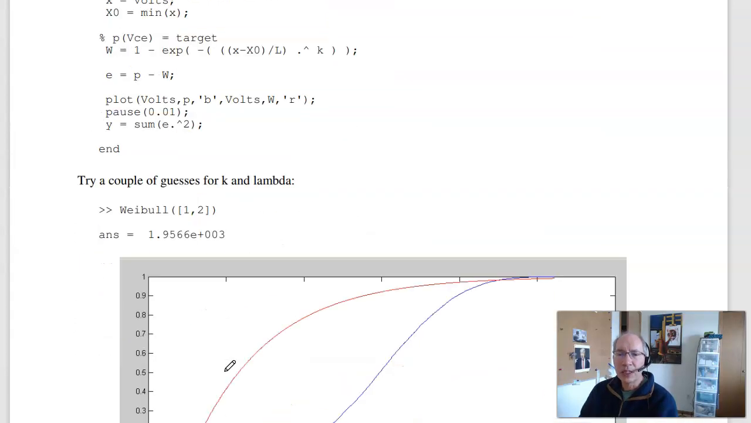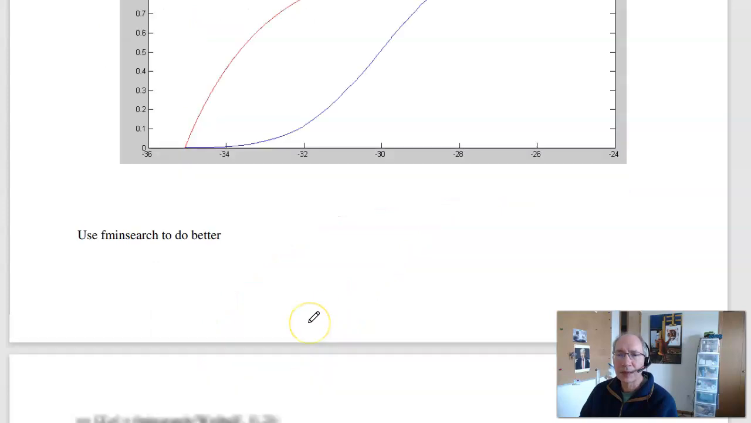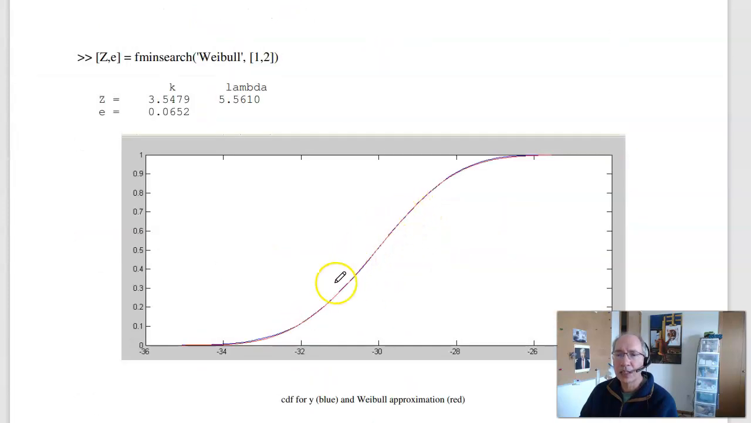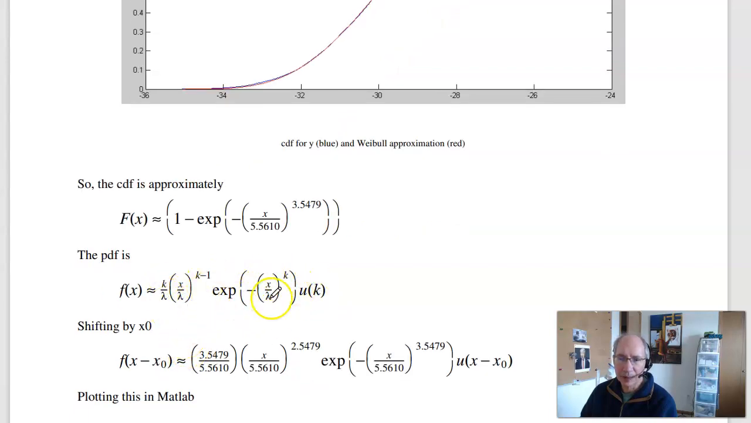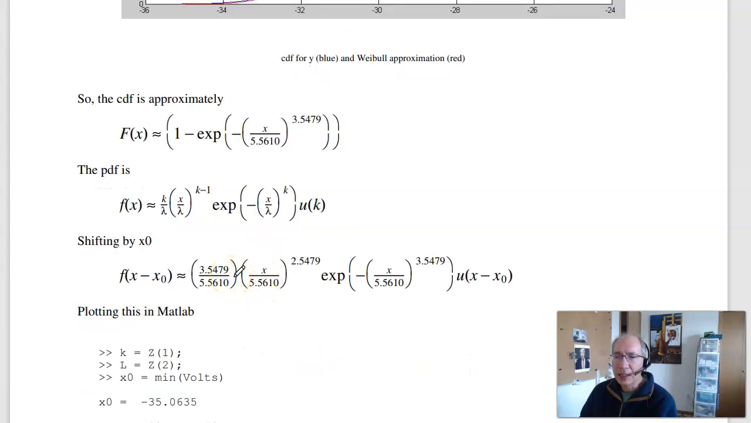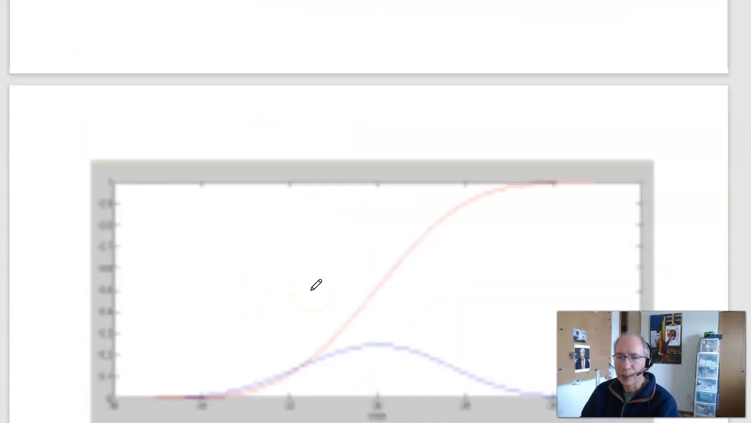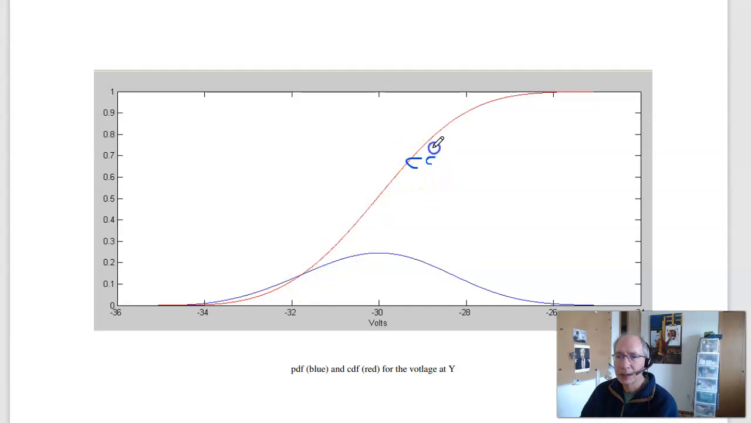So once you're done, again, it helps to give it a good initial guess. Once you're done, the two curves match pretty well. From that, I know the PDF. So given k and lambda, there's your PDF, there's the CDF. Adding in the offset, so this is how far you are from the left endpoint, x0. There's your distribution, and if I plot that in MATLAB, here's your CDF, there's your PDF.